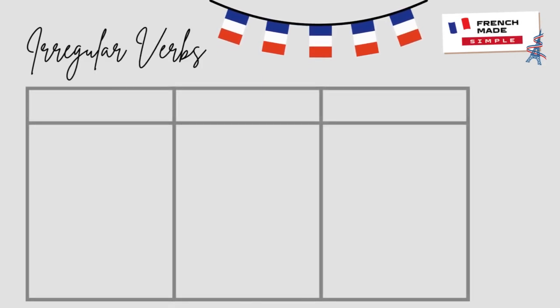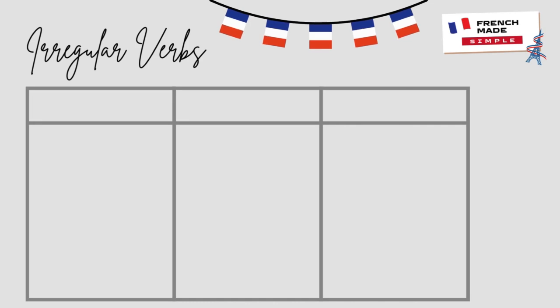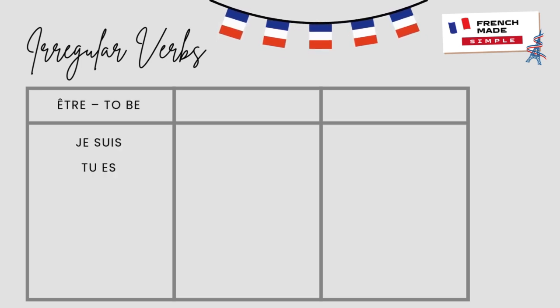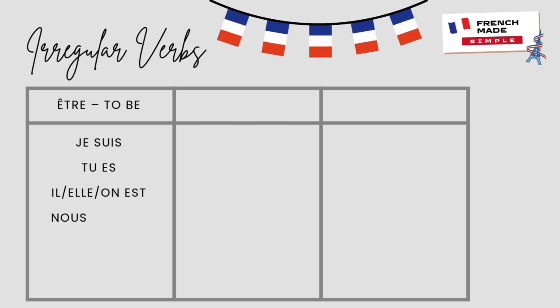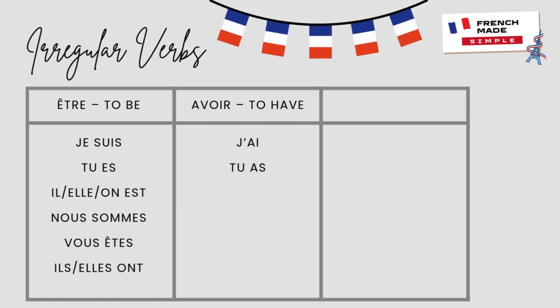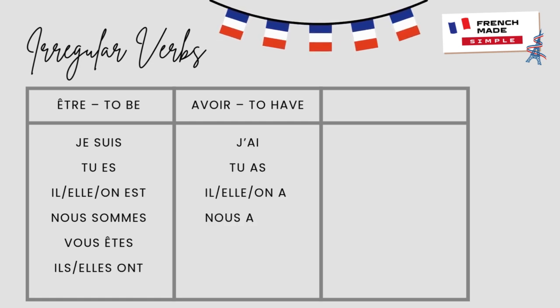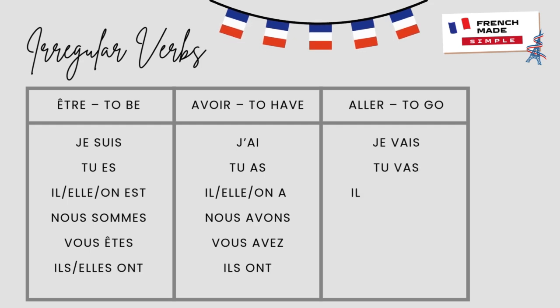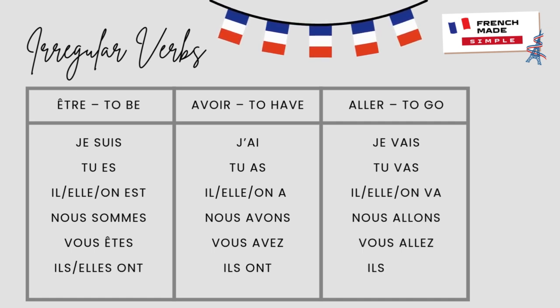Of course, this is French, so we have some irregular verbs. These don't follow the usual patterns, and here are the essential ones. Être, to be. Je suis, tu es, il est, nous sommes, vous êtes, ils sont. Avoir, to have. J'ai, tu as, il a, nous avons, vous avez, ils ont. Aller, to go. Je vais, tu vas, il va, nous allons, vous allez, ils vont.